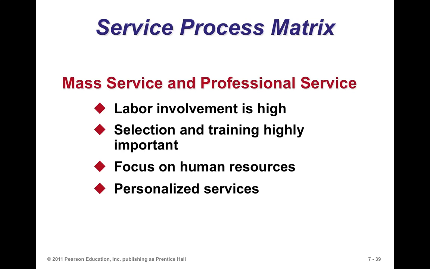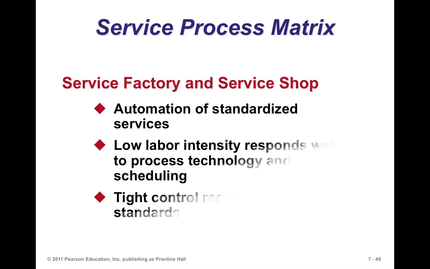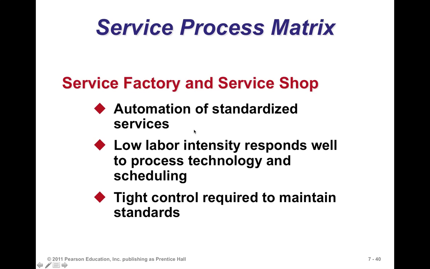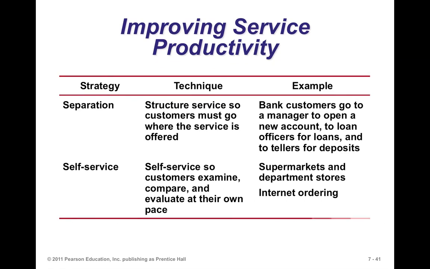Okay, and these different types of services, or the classification scheme that is used here, have implications. So mass service and professional service, if we remember what they are, the labor input is very high, and so therefore selection and training of labor becomes important. You have to focus on human resources, and then of course you want to focus on personalized services. In terms of service factory and service shop, in this case labor input is very low, and you could do a lot more standardization using automation and so forth, because you're using a lot less labor. Okay, but then you have to have some tight control over your standards to ensure that the equipment could actually deliver in a consistent manner. So things like maintenance then become quite important.